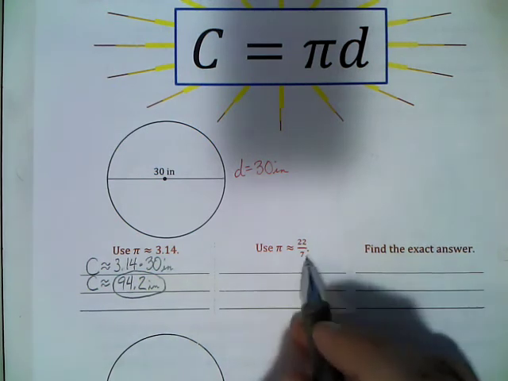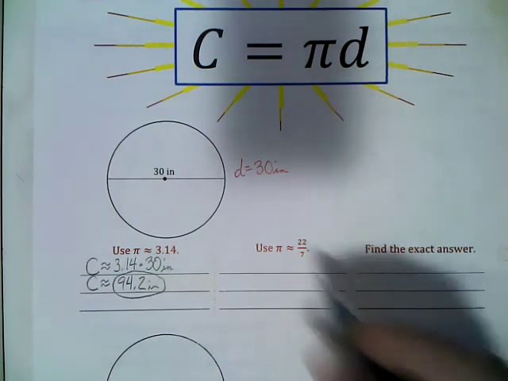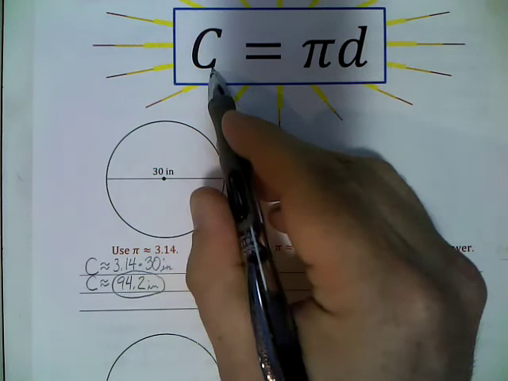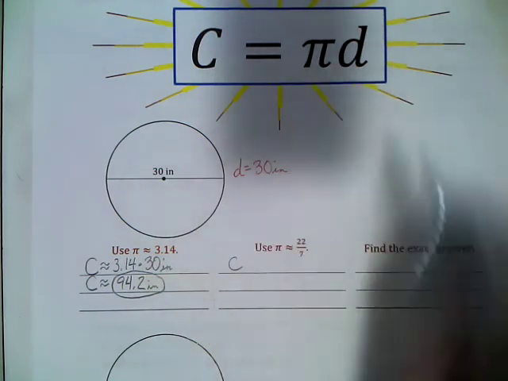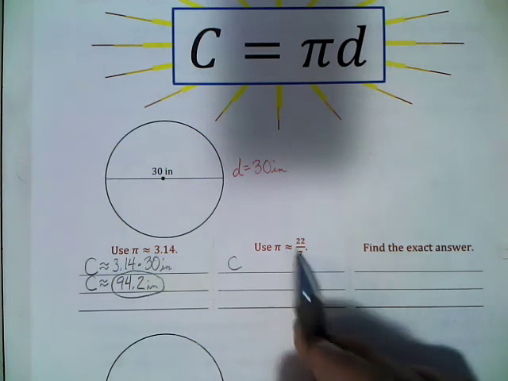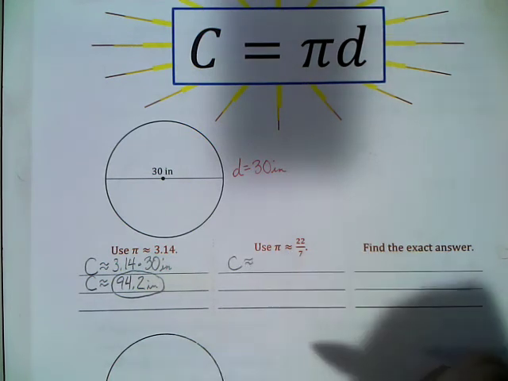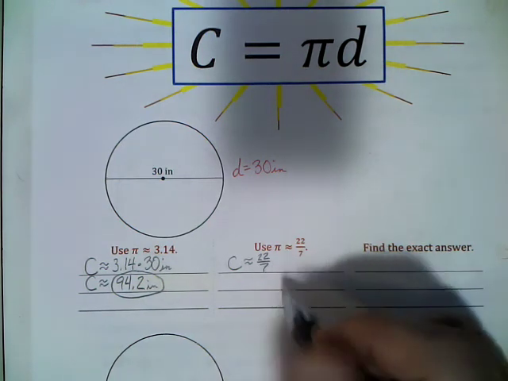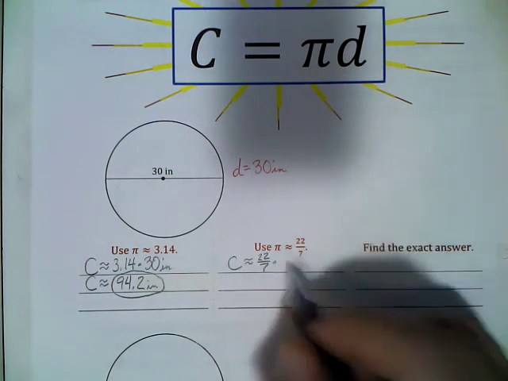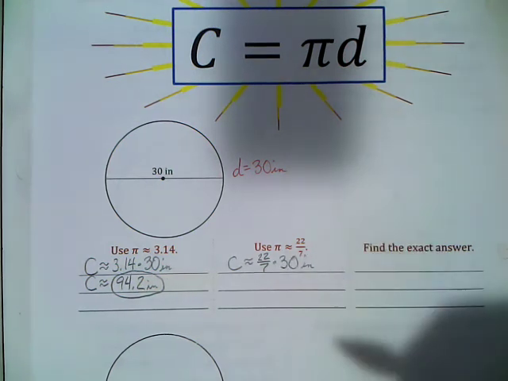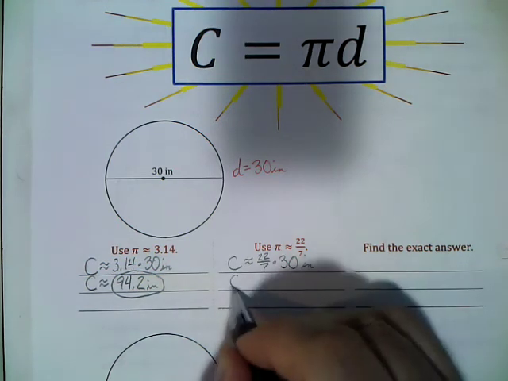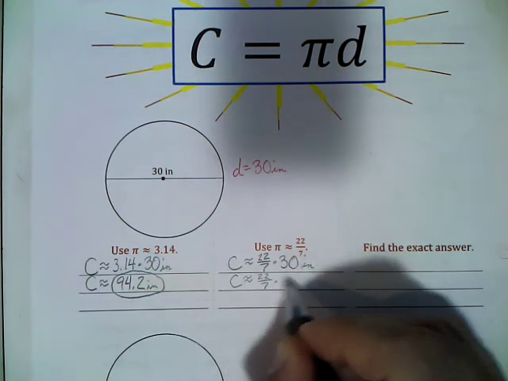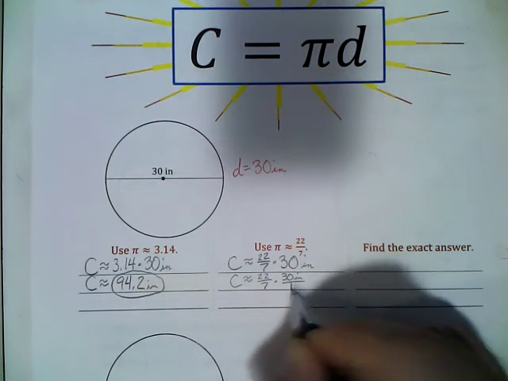Let's go ahead and use 22/7 and see the difference that makes here. So again, C is the first thing in the formula, equals pi. Now we're not going to use the pi symbol. We're going to approximate it, so that means this is going to be approximately equal to as well. And so for pi, this time we're using 22/7, and then times d, which is 30 inches. So in order to do this, I have a fraction times a whole number. I'm going to need to change that whole number into a fraction as well, which is easy. I just put it over 1.